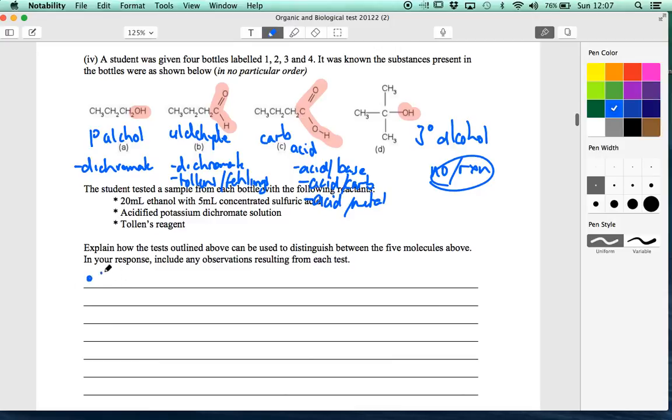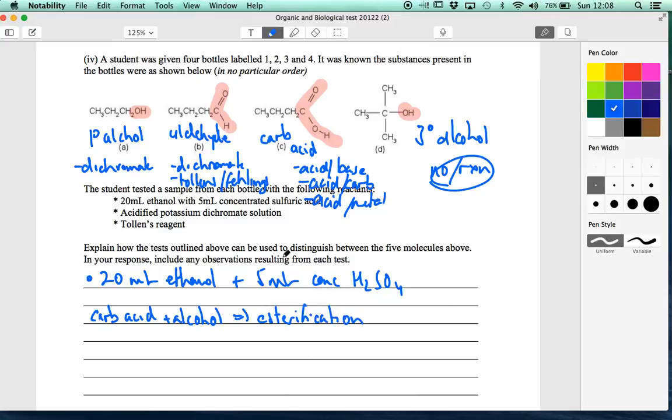So if I look at the 20 mL of ethanol plus 5 mL of conc H2SO4, will a primary alcohol react with another primary alcohol? The answer is no. Will an aldehyde react with an alcohol? The answer is no. Will a carboxylic acid react with an alcohol? The answer is yes. With a carboxylic acid, this is what we call esterification. So my carboxylic acid plus my alcohol is esterification.